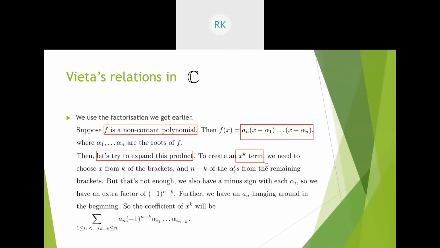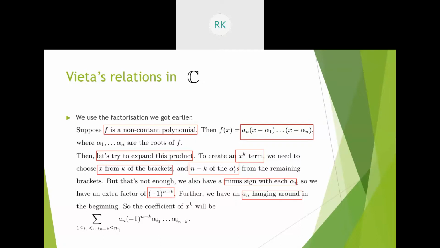So we need to choose x from k of the brackets and n minus k of the alpha i's from the remaining brackets. But that's not enough because we also have a minus sign with each of the alpha i's. Correct? So we get an extra factor of minus 1 power n minus k. And there is already an a_n in the beginning. That's why the coefficient of x power k will be this summation.